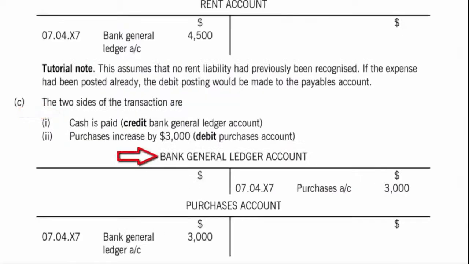1. Cash, an asset, decreases because the business spends $3,000. This is recorded as a credit in the bank general ledger account. 2. Purchases, an expense, increases because the business acquires goods for resale or use. This is recorded as a debit in the purchases account. How it's recorded in the ledgers: bank general ledger account, credit $3,000 to the purchases account. Purchases account, debit $3,000 from the bank general ledger account.